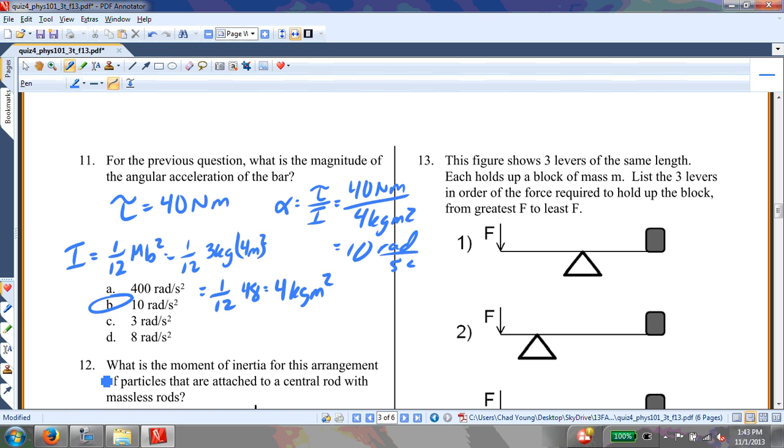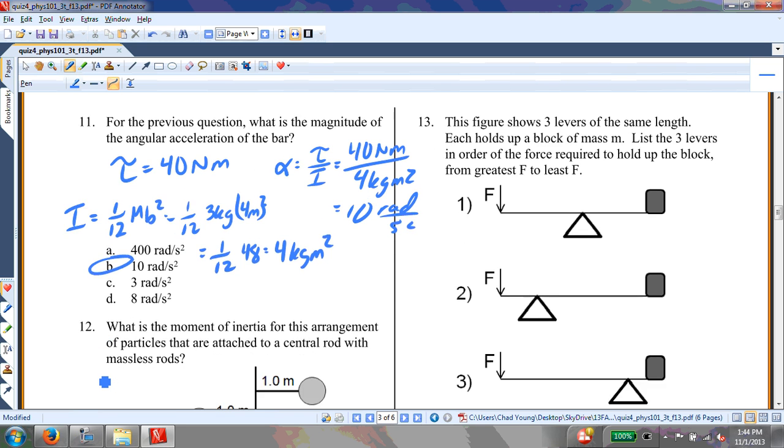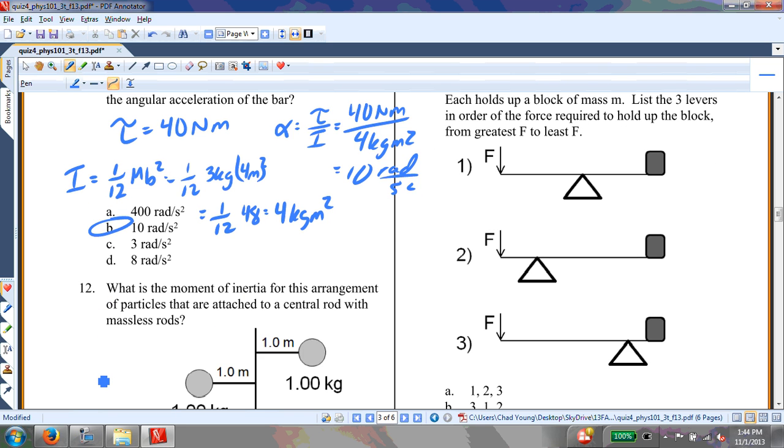This figure shows 3 levers of the same length. Each holds up a block of mass M. List the 3 levers in the order of the force required from greatest to least. Okay, the one that requires the greatest force is this one. Because I have a little bitty moment arm here, my torques are going to be balanced. On this side, R2 is big, so that makes F small. Over here, R1 is small. That means F is going to be really big.